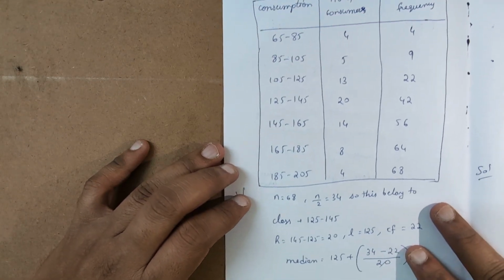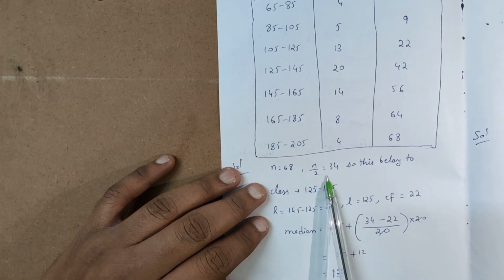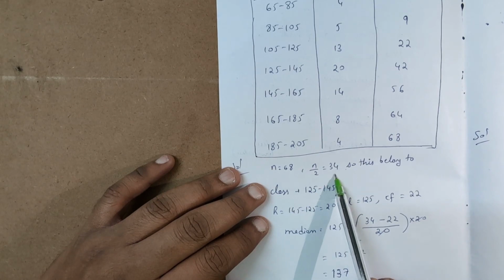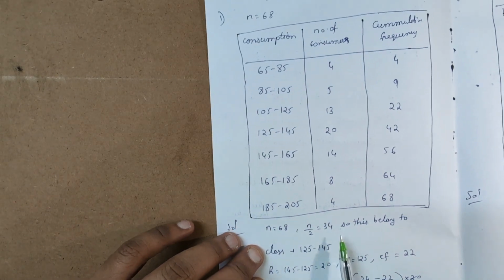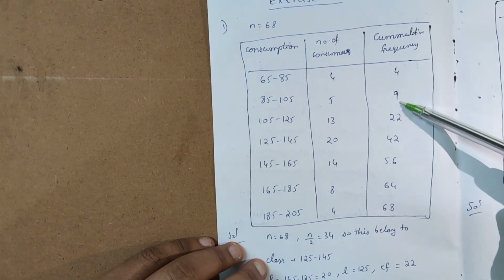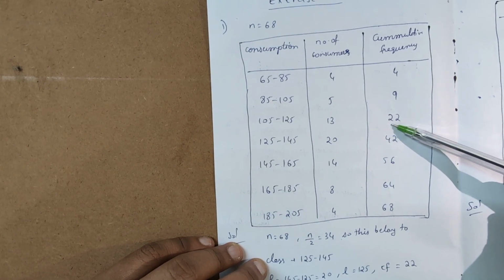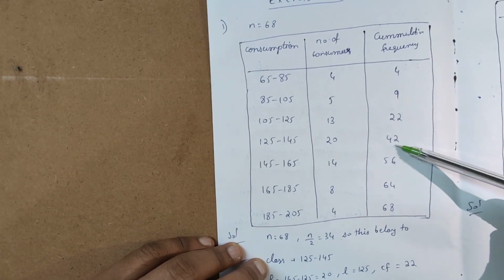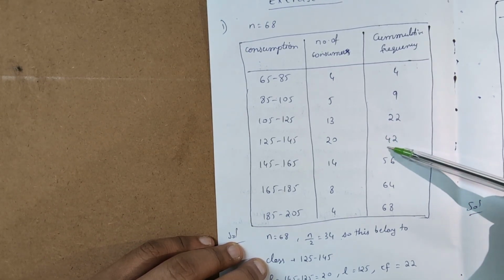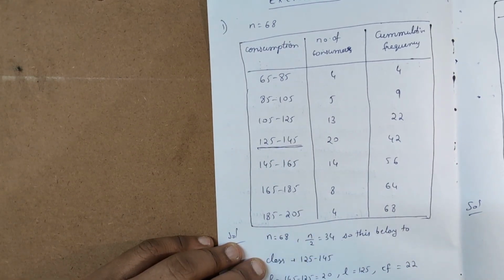Okay, so let's go with the formula values. The n value is 68, so n by 2 will become, sorry, 34. For this n by 2, you have to find which median class it belongs to. This is done using the cumulative frequency. So where is 34 here? It doesn't have exactly 34, but if you consider this class, it only goes till 22, whereas this class goes till 42. So this class will have the 34 value as well. So this is our median class.